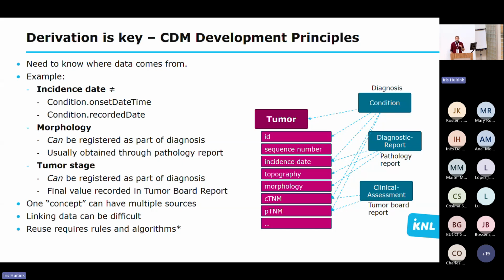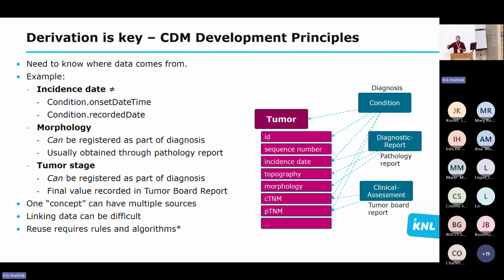And you also need to realize that the data for secondary use that you need is not always registered clinically. Things like an incidence date, which is very important for us as a cancer registry, is nowhere to be found in a medical record. It's a combination of things. It's not the onset date time that a doctor might have noted. It's not the recorded date, right? The date that the diagnosis was first entered into the system. No, for us, it's the first date that a biopsy was taken and the cancer was confirmed.